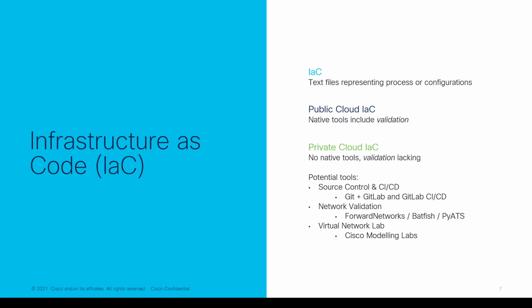So looking at the slide, I've listed here some potential tools, right? For source control and CI/CD, I've listed Git along with GitLab for source control and GitLab CI/CD for the CI/CD piece. For network validation, there's a number of different tools that are available. There's Forward Networks, there's Batfish, there's PyATS, which was a library released by Cisco, and then virtual network lab capabilities using something like Cisco Modeling Labs.